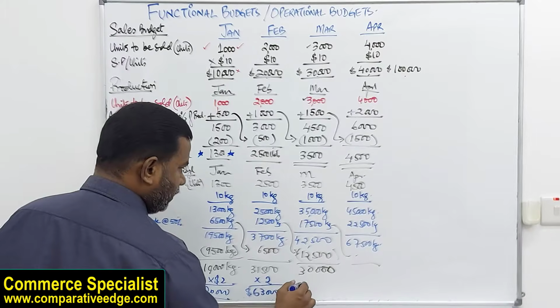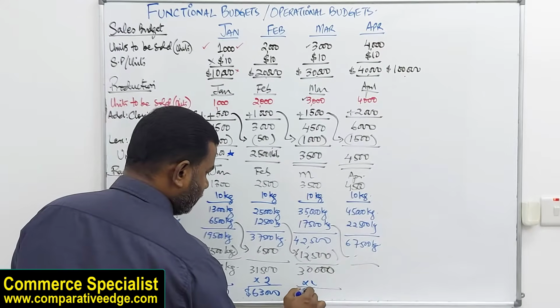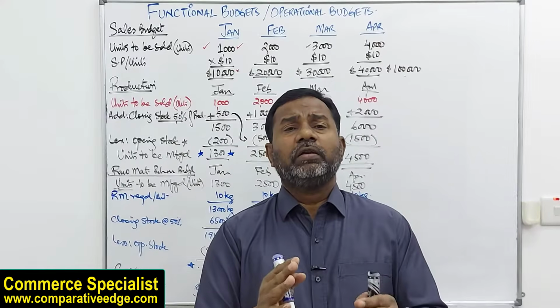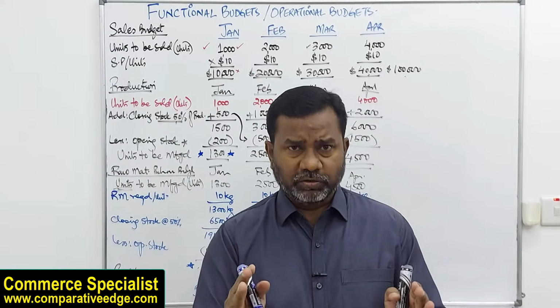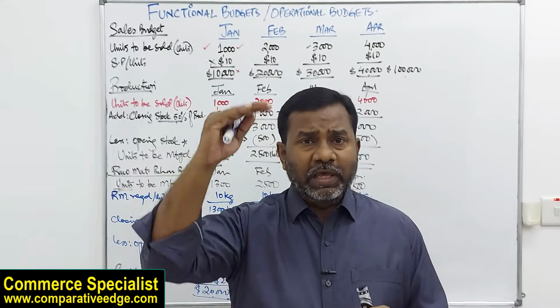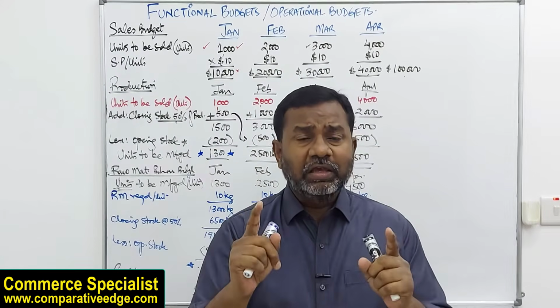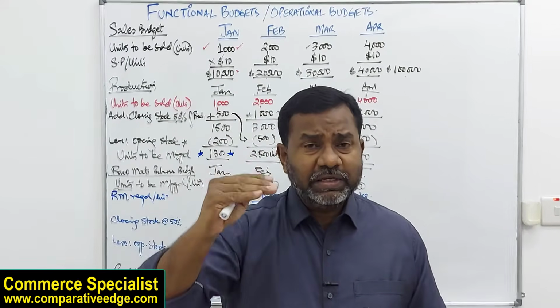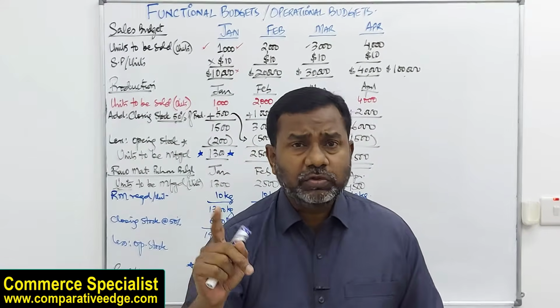$63,000. Multiply by 2. 60,000. So on. So now you have prepared the raw material purchase budget. If you're attempting some MCQs, the options will be A, B, C, D. Check if they're asking you to calculate raw material purchase in options A, B, C, D. Are they asking kilograms or dollars?